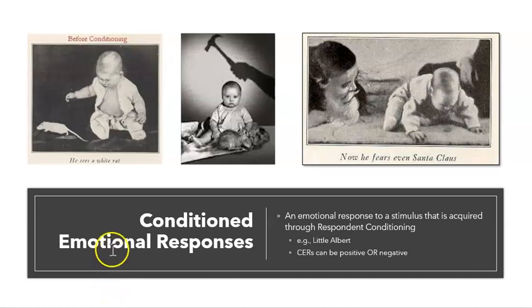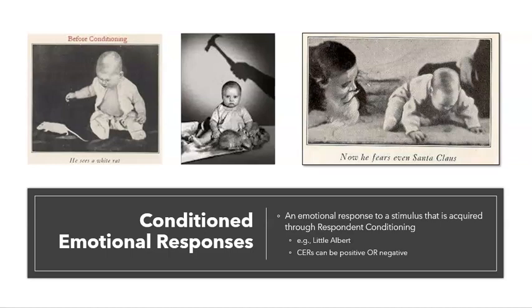So the NS, the neutral stimulus, was the white rat. It was paired with the US, the slamming of the hammer. The UR, the unconditioned response to that slamming of a hammer, would be to cry and try to get away.